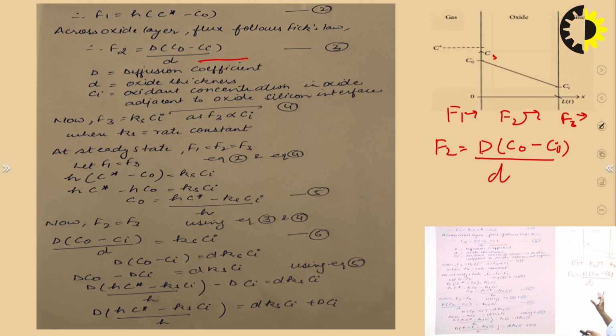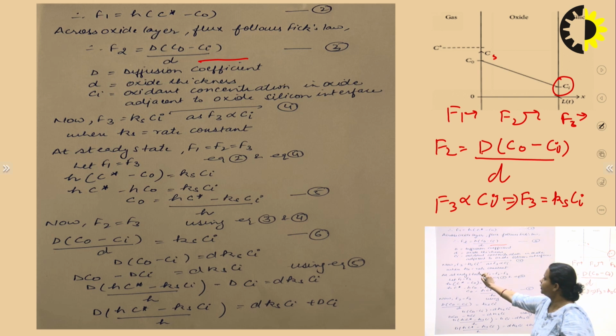Then we got the value of F1, we got the value of F2. Now what is this F3? F3 is simple, your Ci is here, right? So that means, can we write F3 is directly proportional to Ci? Whatever concentration we have at this interface, the flux we need is proportional to it. So the flux we need at the third interface is F3 at the silicon interface, and the concentration is Ci. So it is directly proportional, and we can write F3 is equal to Ks Ci. Clear? I have written that Ks is the rate constant.